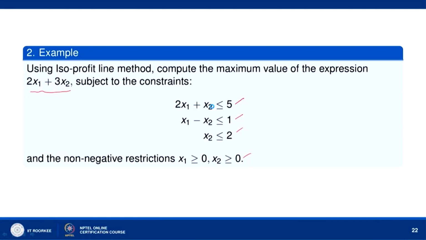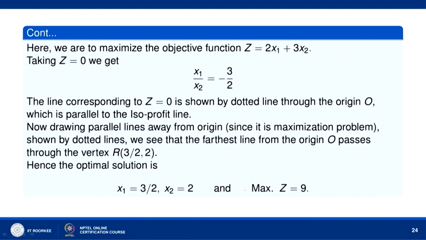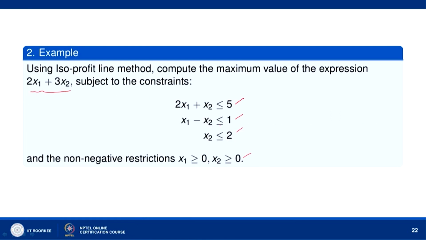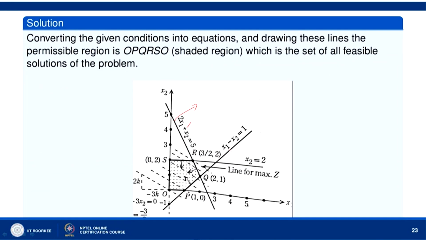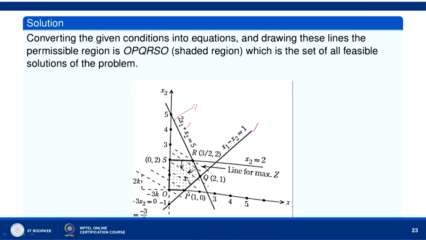So, let us see, we have the line 2 x 1 plus x 2 equal to 5, this one. And then we have x 1 minus x 2 equal to 1, this line. And then we have x 2 equal to 2, this line is x 2 equal to 2, this one.